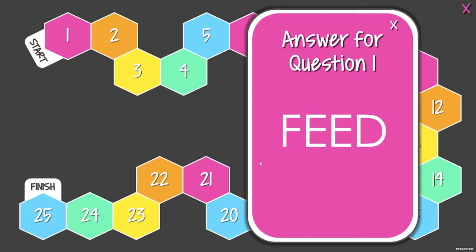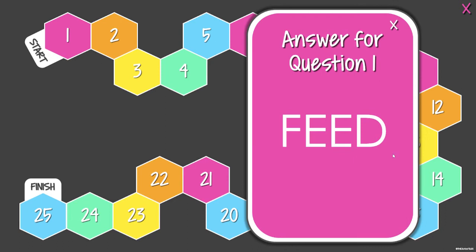This will tell you the answer. If the student is incorrect, they go back to where they were before this roll. If the student is correct, they get to stay on this spot. So if the student got this incorrect, they would be back to the start. But if the student got this correct, they could stay on spot number 1.